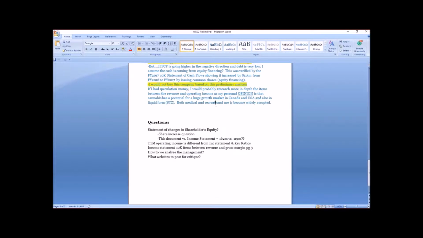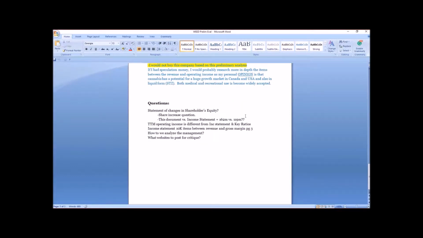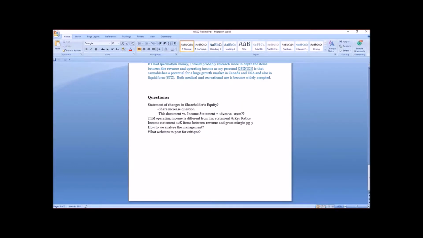Statements of shareholders' equity we reviewed. Share increase question reviewed, this document versus the income statements. Here we're just going over briefly some of the questions he has. The first one is the consolidated statement of shareholders' equity. He wrote it down wrong. It's actually called the consolidated statement of shareholders' equity, which I talked about in one of these previous case study videos. And the next question he had was about the massive difference in the amount of shares, which again we answered in a previous video.